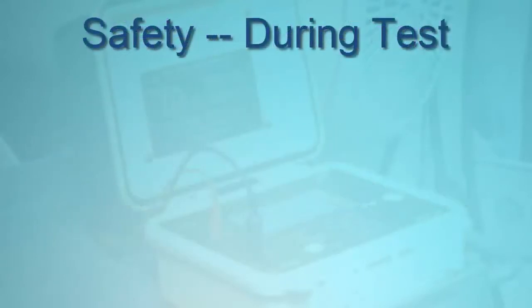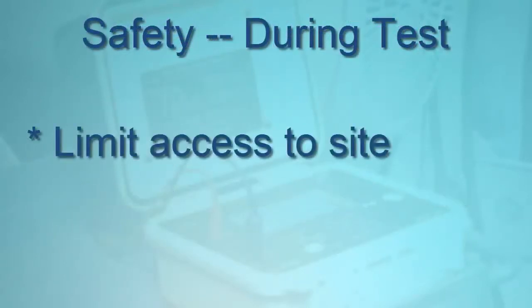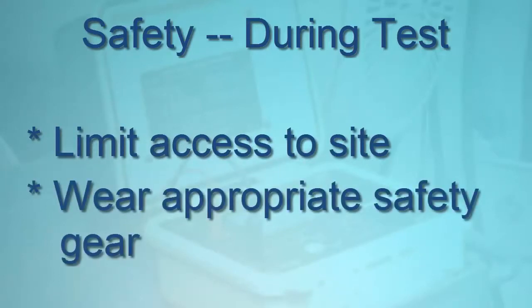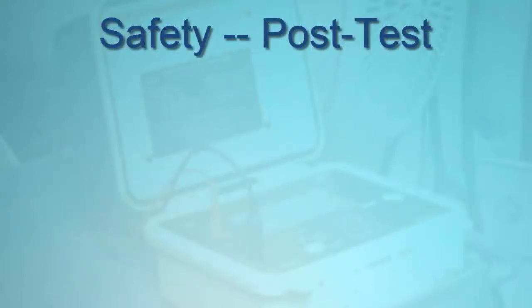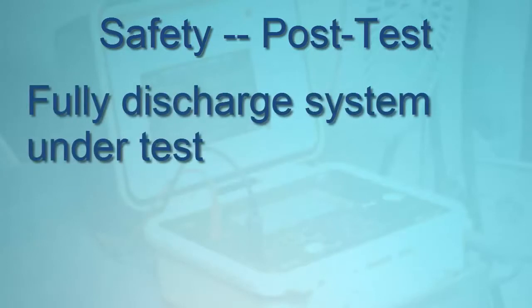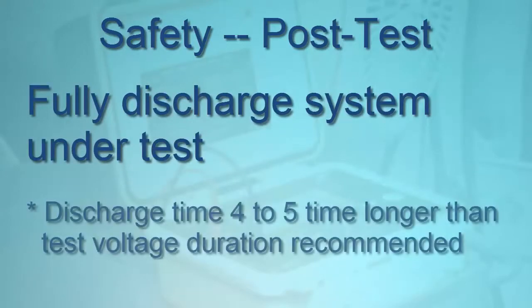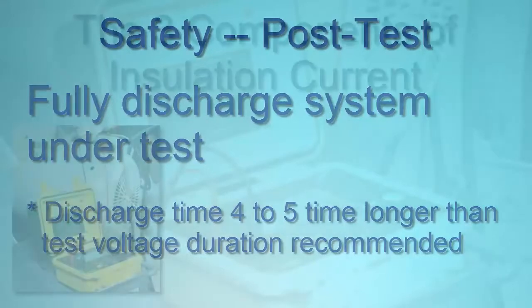When performing the test, restrict personnel access to the test site. Also, be sure to use personal protective gear, such as gloves, where appropriate. And after the test is complete, make sure the system under test is fully discharged. A minimum discharge time of 4 to 5 times the duration of the applied test voltage is recommended. Some insulation resistance test instruments feature a built-in circuit to ensure a safe discharge after the test. Instruments with this capacity ensure devices are safely discharged after every test.